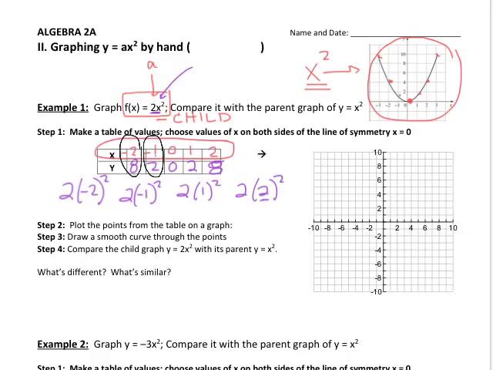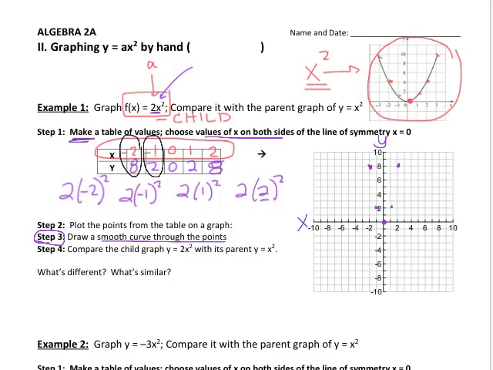So on my piece of graph paper, I can go over here and graph all 5 points. So from the origin, remember, this is our y-axis, this is our x-axis, so we have to go over to the left 2 and go up 8. So this point is my first point, I have negative 1, positive 2, and I have 0, 0, and then I have 1, 2, and I have 2, 8. Okay, so that was my first step. I did the table of values. I chose some values of x on both sides of the line of symmetry. I plotted those points. And now step 3 says to draw a smooth curve through the points.